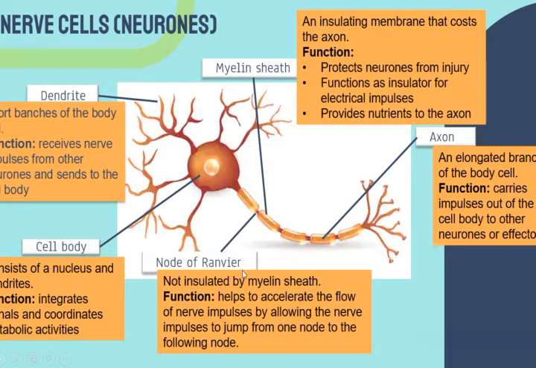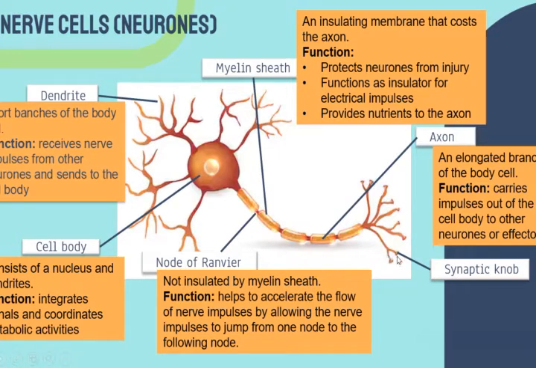Which structure will speed up the flow of the nerve impulse? It is the node of Ranvier. Which structure will protect the neuron? It is the myelin sheath. Which structure carries the impulse out from the cell body? It is the axon. Make sure you can remember the function and also the structure of the neuron.